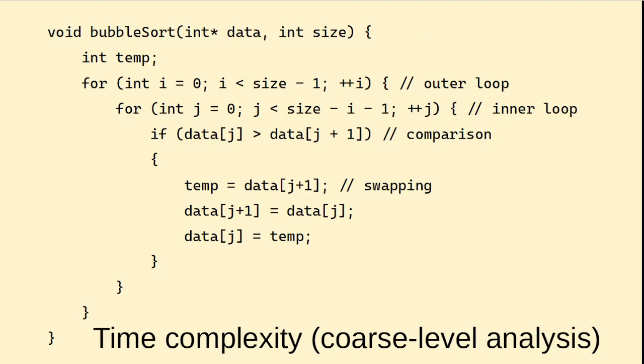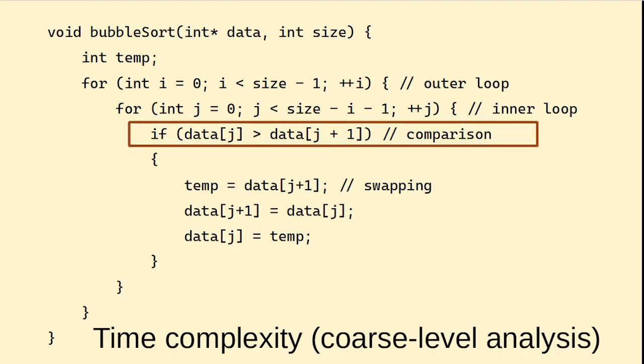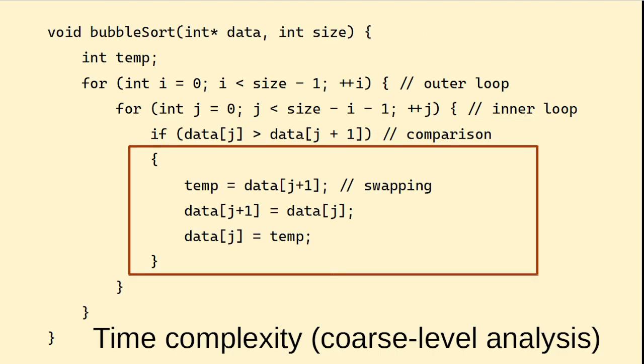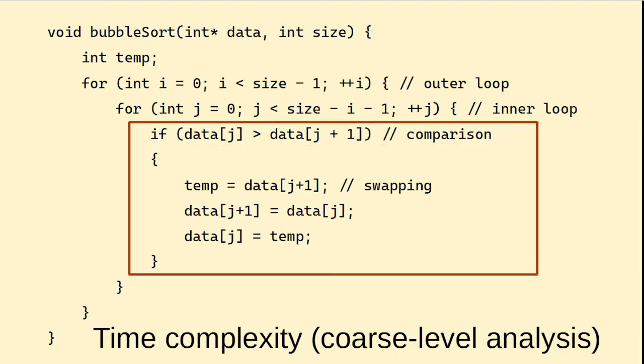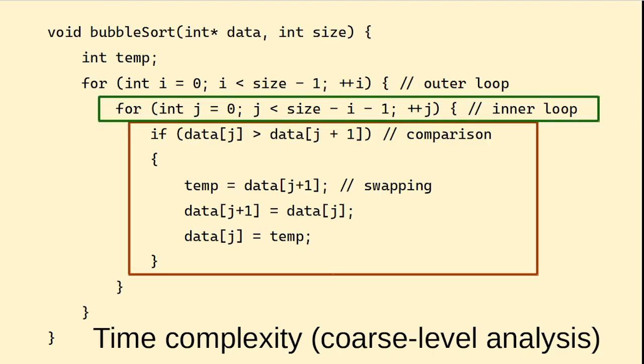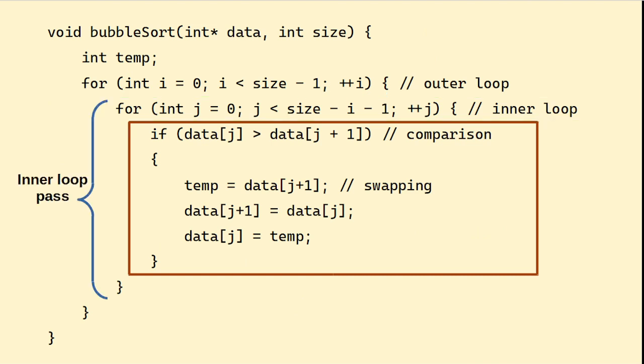For this purpose, we consider both the comparison and swapping as a tightly coupled unit, and we also consider this as a unit that dominates the time complexity in one iteration of the inner loop. Here we use the term one pass to refer to the entire run of the inner loop from start to finish, completing execution of all the iterations of the inner loop.